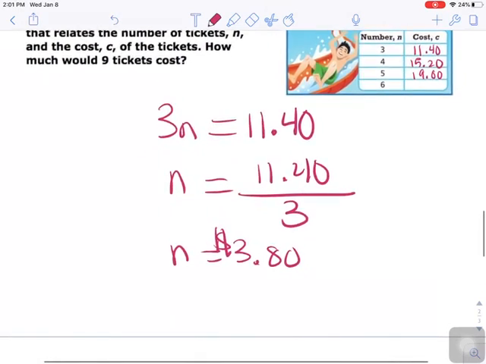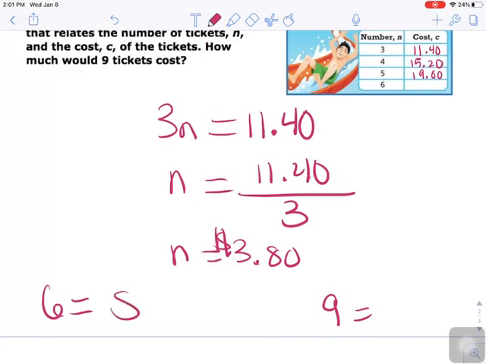So now that we know that 1 ticket costs $3.80, we can figure out what the total cost is going to be for 6 tickets and for 9 tickets. If we have 6 tickets, our total cost is going to be $22.08. And if we have 9 tickets, our total cost is going to be $34.20.